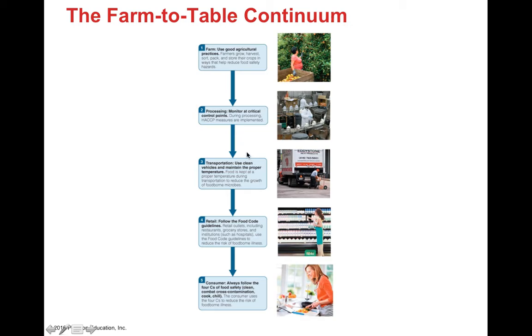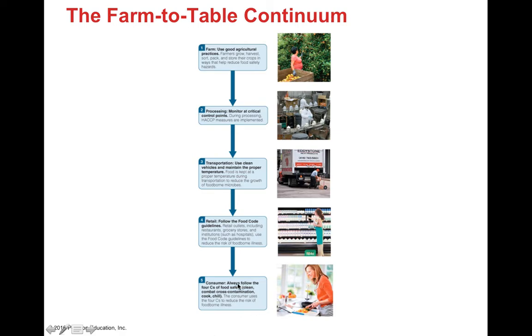Then food has to be transported at proper temperatures. That means we usually use refrigerated food trucks to help reduce the growth of foodborne microbes. And then last but not least, the retail stores have particular food code guidelines, where retail outlets, restaurants, and grocery stores monitor the food and throw out anything that is reaching expiry, or mark it down to 50% off the day before, in order to reduce the risk of foodborne illness to the consumer.